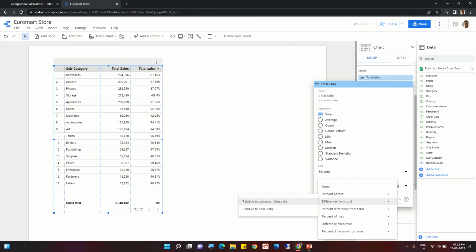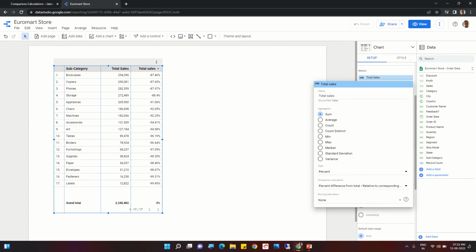Then we can see another feature, percent difference from total related to the corresponding data. Let us see. Yes, this is the difference that we have found. That means this comprises 12 point something.